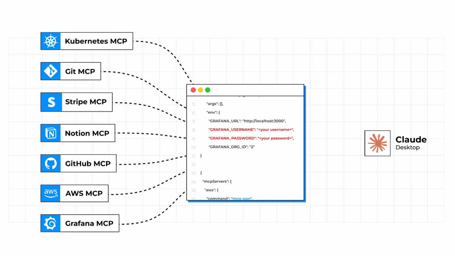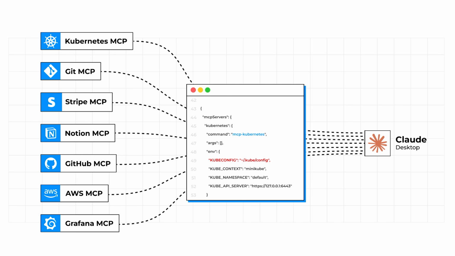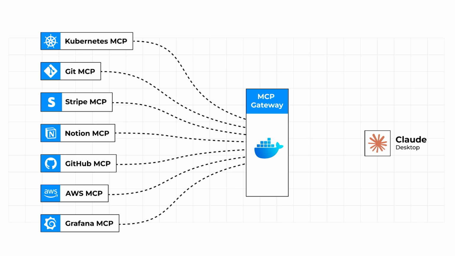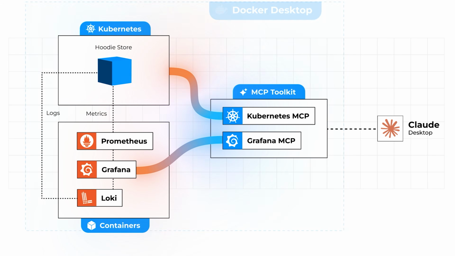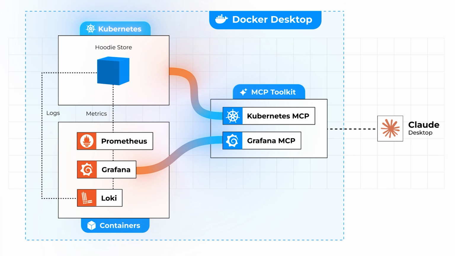Instead of adding 7 different integrations in Claude, you just add one, your Docker MCP gateway. And that single integration allows the AI to communicate with all the MCP servers that are behind. If you want to experiment with MCPs, this is the easiest and more secure way to do it right now. Basically, in Docker Desktop, now you have Kubernetes, containers, and MCPs.